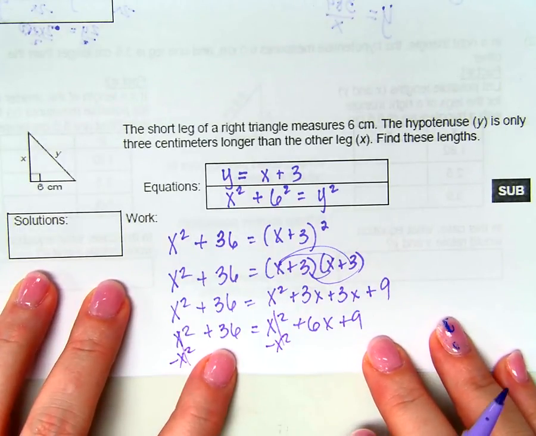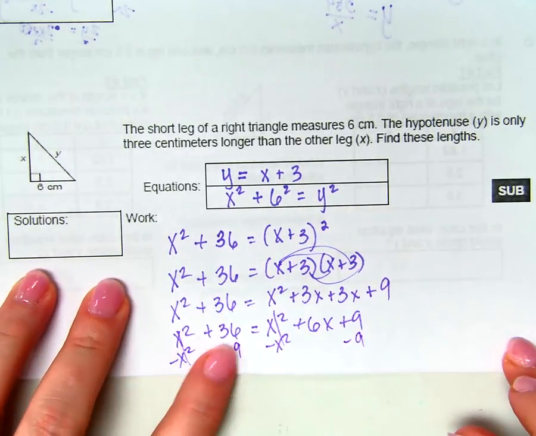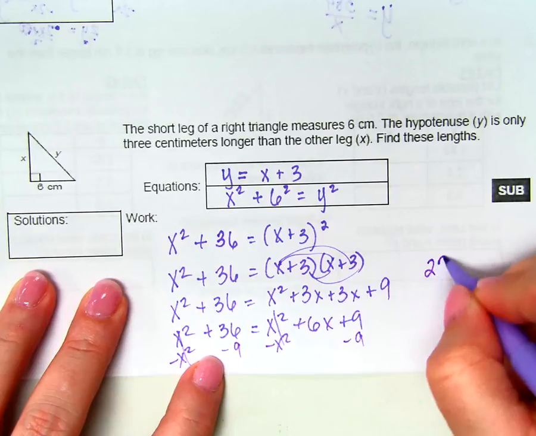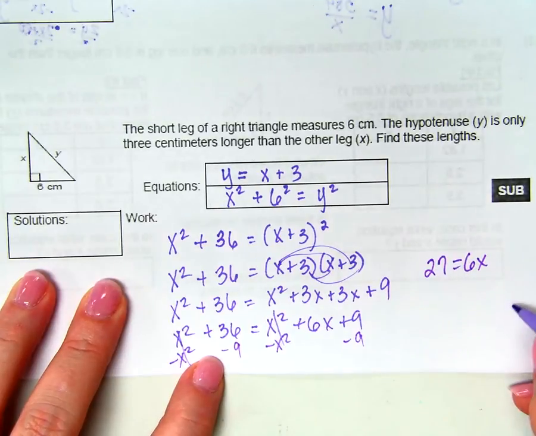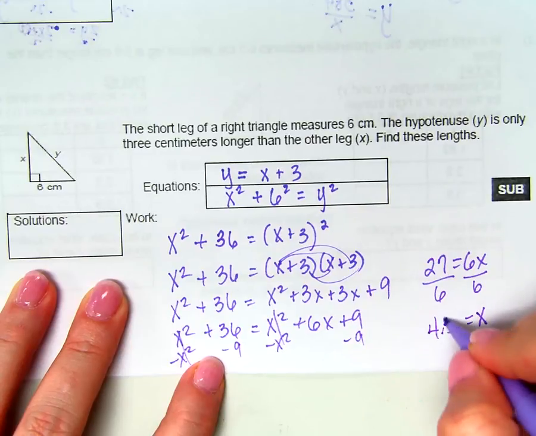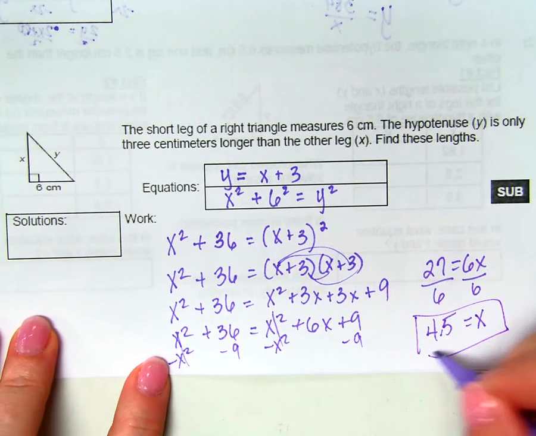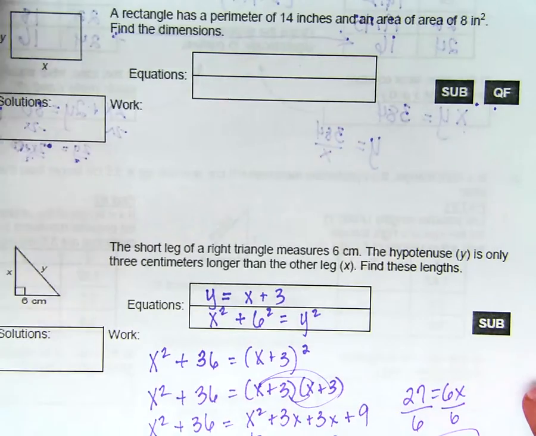So instead of getting everything on one side, what do I need to do? You just need to get the x. At this point, I need to subtract 9 from both sides, don't I? What is 36 minus 9? 27 equals 6x. So when I divide both sides by 6, what do I get? What is 27 divided by 6? 4.5. So is that my answer? x equals 4.5?